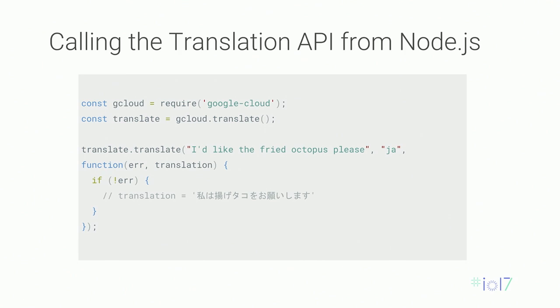Here's a snippet of code of how you would call the translation API from Node.js. Notice here that I'm only passing the string I want to translate along with the language that I want to translate it to. I actually don't need to tell it the source language of the text. Another thing you can do with the translation API is if you just want to detect the language of the text that a user is typing in, you can use the API for that as well. So I pass it my text and the language I want to translate it to, and I get the translation back.